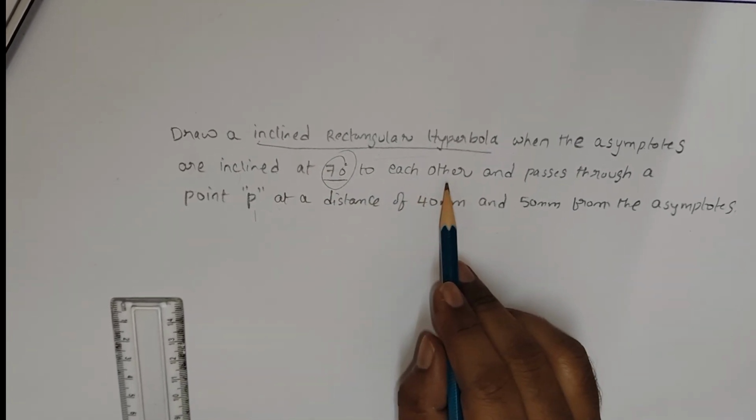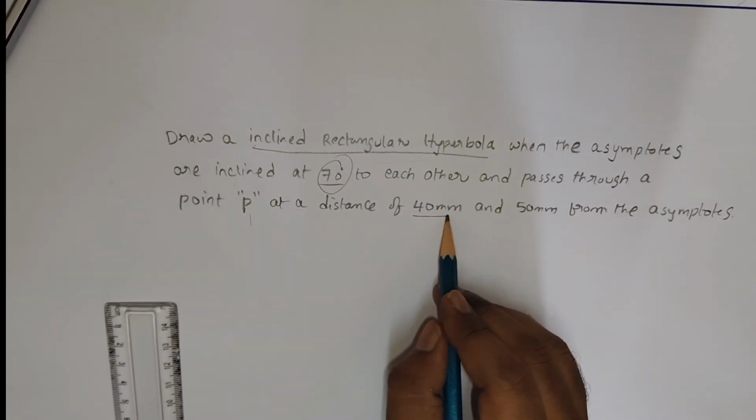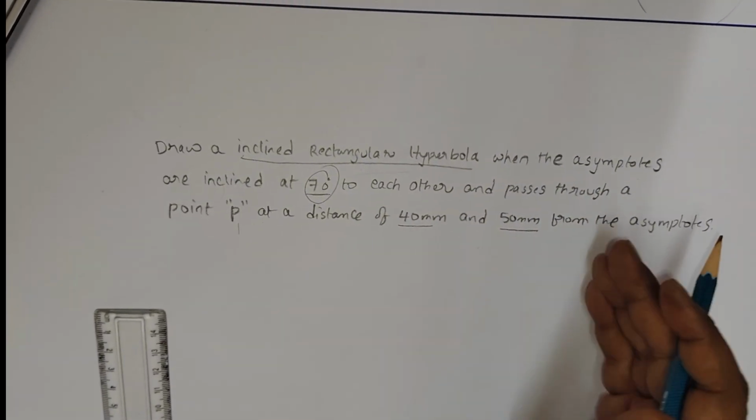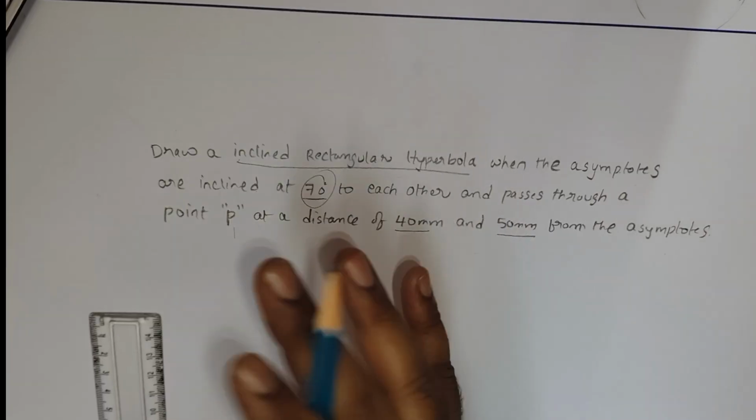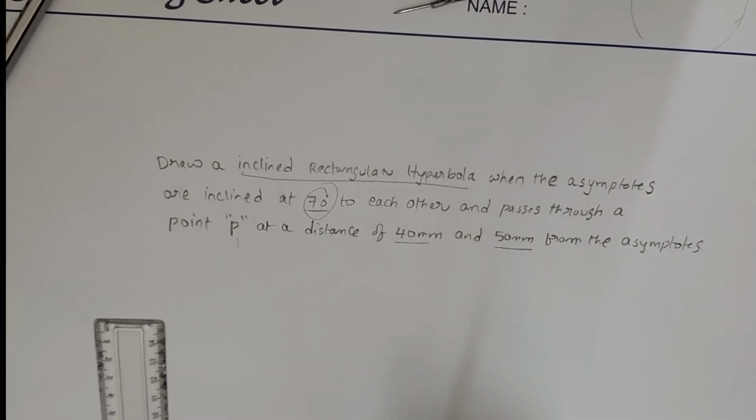Okay. So the point P is passing at a distance of 40 mm and 50 mm. So there is no need to draw a tangent and normal. Okay, no need to draw a tangent and normal. Okay. So first, what should we do?